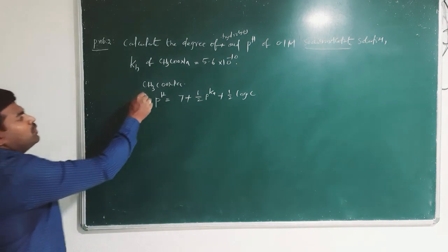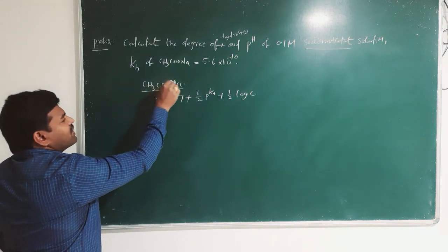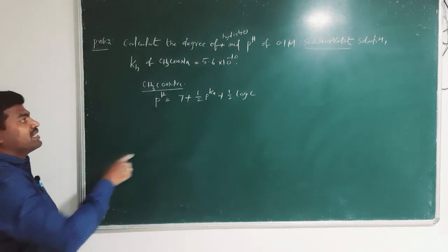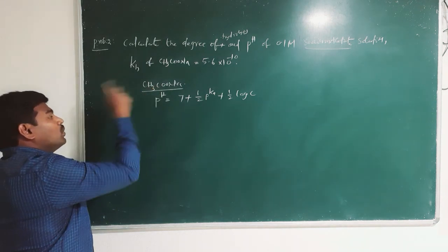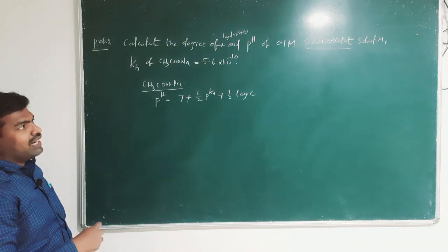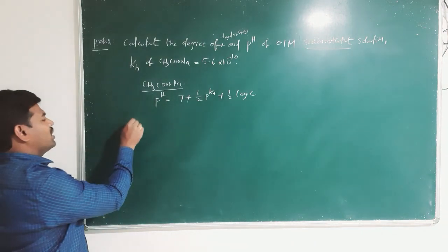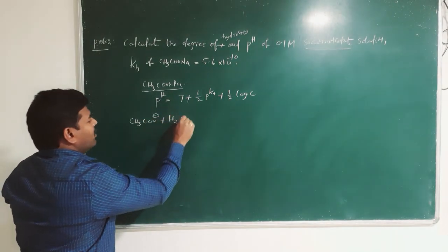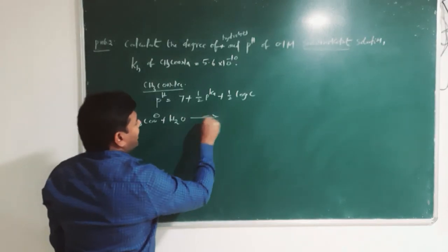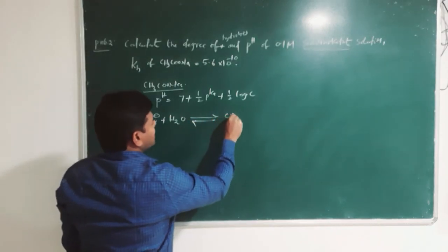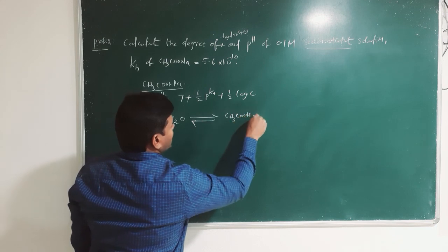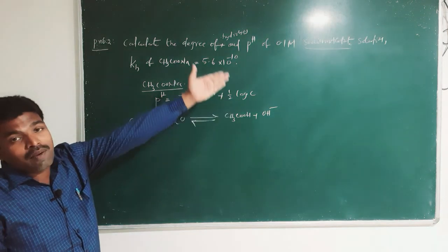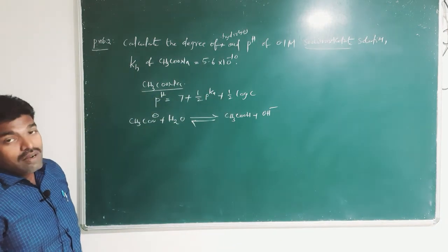Okay. So sodium acetate is a salt derived from a weak acid and a strong base, so it undergoes anionic hydrolysis. That is, CH3COO minus plus water interacts with the anion and forms CH3COOH plus OH minus ions. That is why the solution is basic in nature.